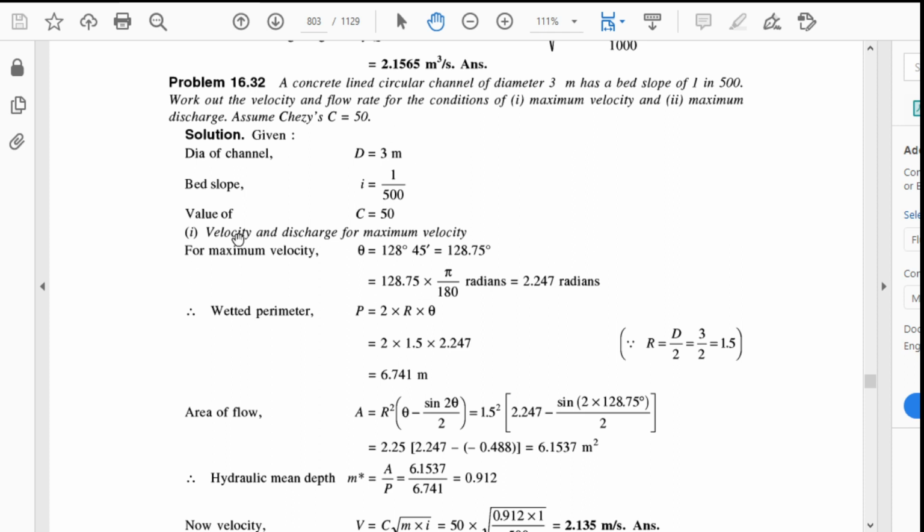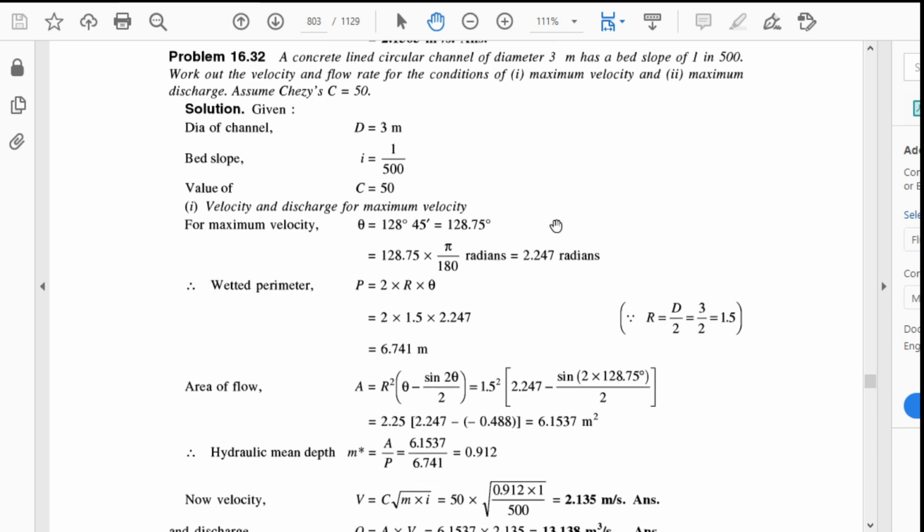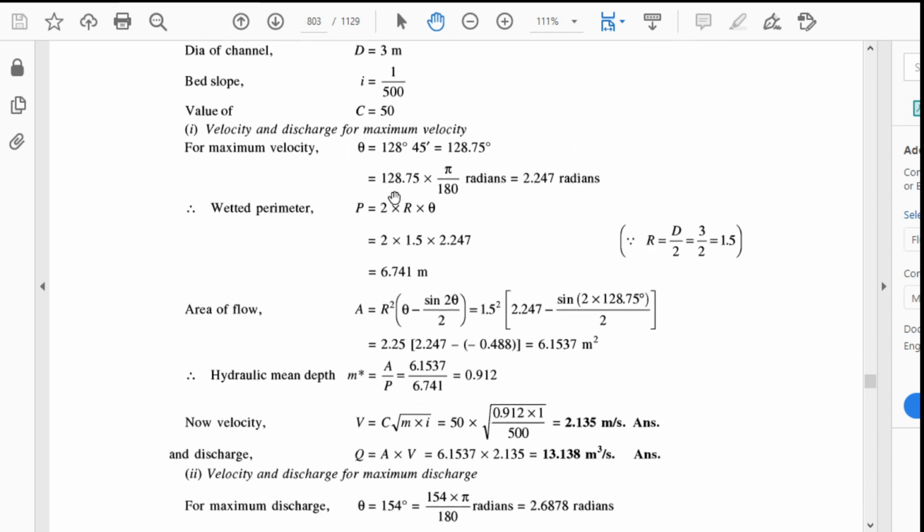Now first, velocity and discharge for the maximum velocity condition. For solving this, you have to remember the value of theta. I am again repeating: for maximum velocity the theta value is 128 degrees 45 minutes, and for maximum discharge the theta value is 154 degrees.